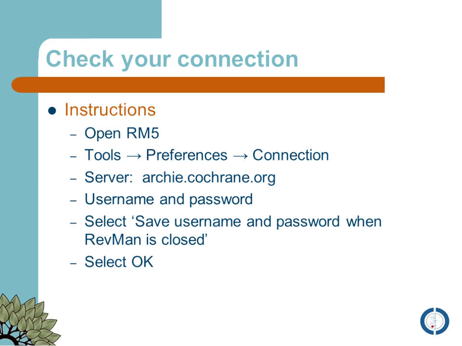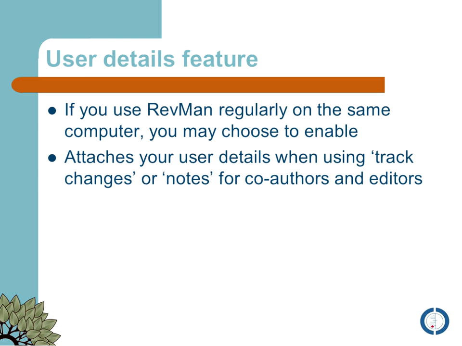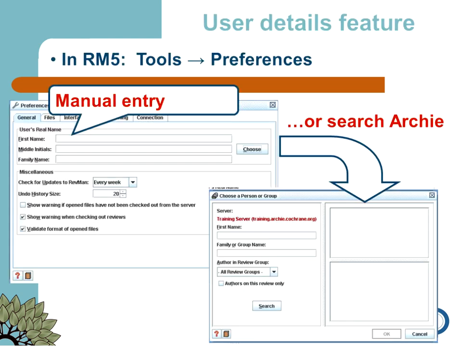Once you have entered your username and password, you should check your connection. The User Details feature attaches your user details to track changes or any notes that you add to the review. To enter your user details, you go to Tools, Preferences, and under General, you type your name. Now I'm going to go out and do our first RevMan demonstration, so bear with me for a moment while I pull up Review Manager.